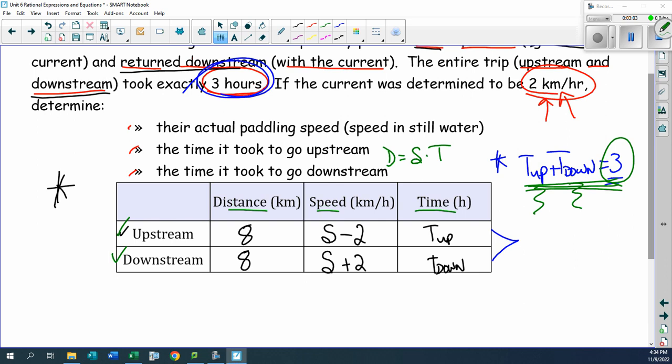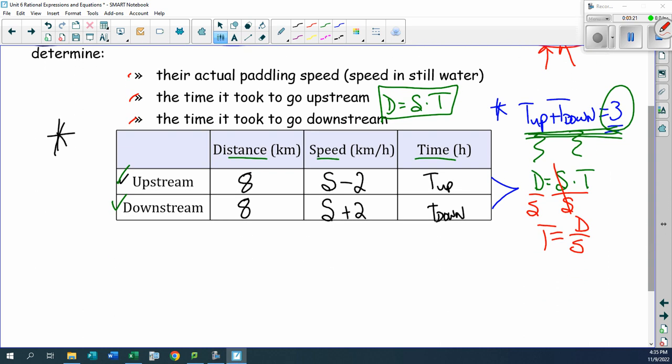Okay, so if we convert this into times, let's look at the formula. So if distance equals speed times time, what is time equal to? Well, simple. All you got to do is divide both sides by s, cancel that out. T is distance over speed. And guess what? You have that. There's the distance. There's the speed. Now you can find the time up. There's the distance for this one. There's the speed for this one. You can find the time down. Add them together, and you know that equals 3. So we're almost done. Isn't that amazing?